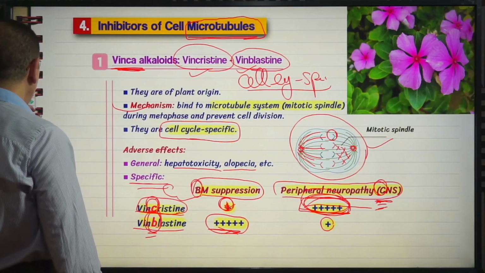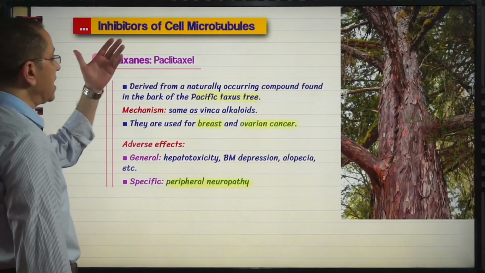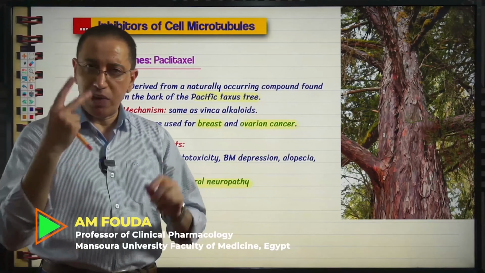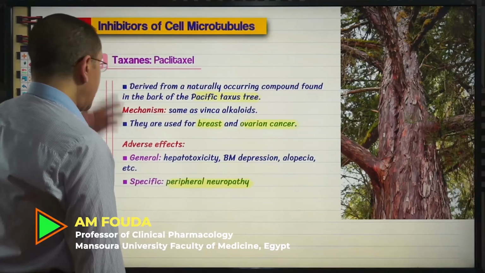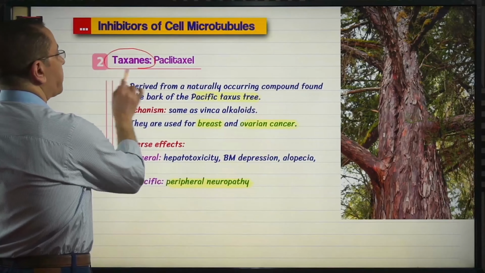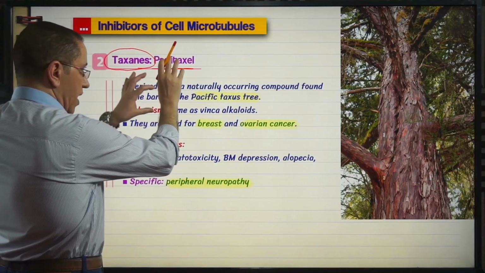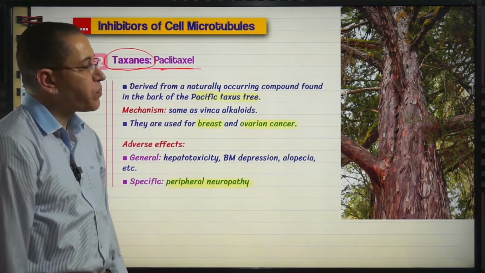After this, remember we are still discussing microtubule inhibitors. The second drug in this family, remember that we choose two well-known drugs from each family. The second drug is from a family called taxanes, and it is called Paclitaxel. Taxanes is the class of the family and Paclitaxel is the drug.